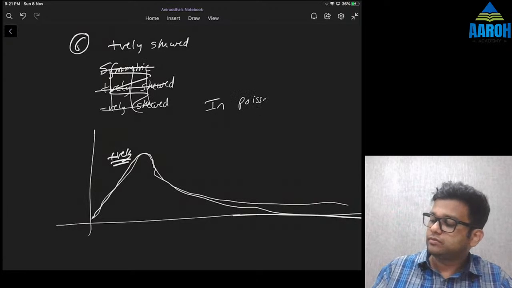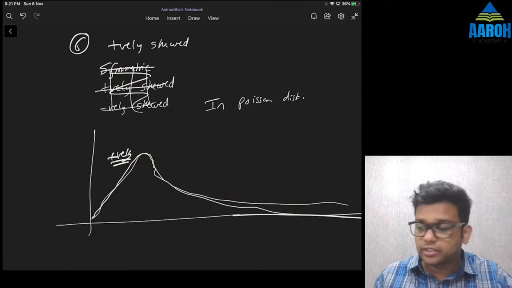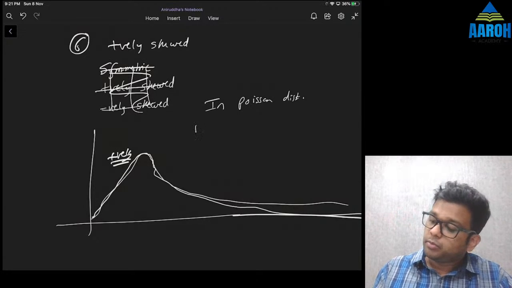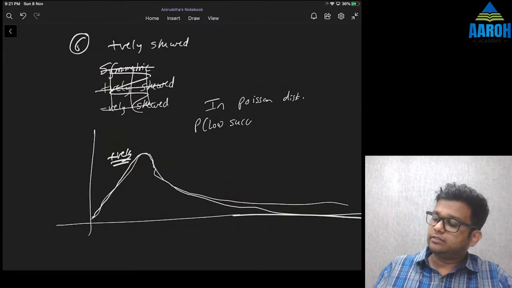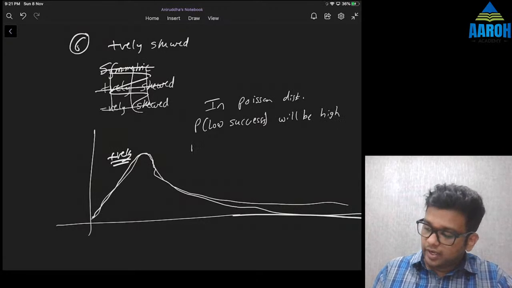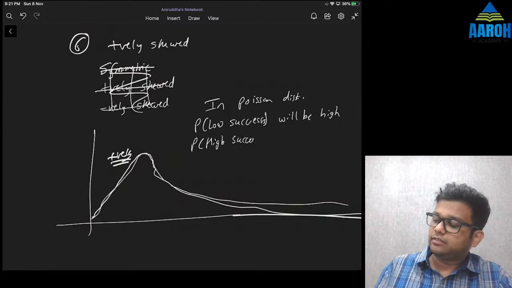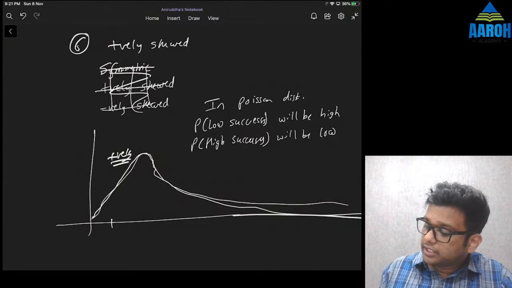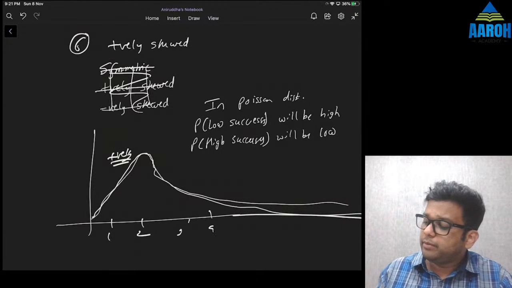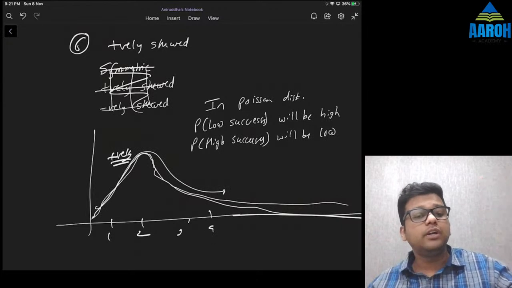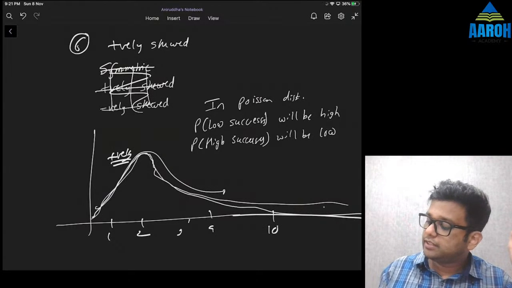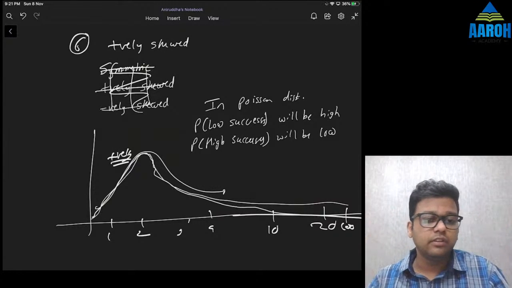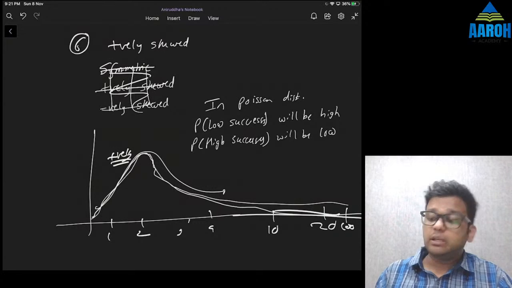In Poisson distribution, probability of low successes will be high and probability of high successes will be low. Tell me if you understand this statement. Probability of low successes, that is, probability that x will have very low values, 1, 2, 3, 4, will be high. But as we go towards the right side, towards infinity, the probability that we'll have 10 successes, 20 successes, 100 successes will be very low, nearly zero. Tell me if everyone has understood this statement.